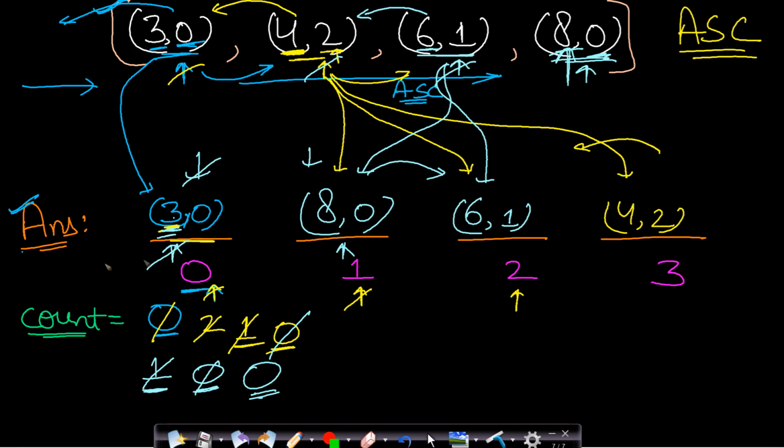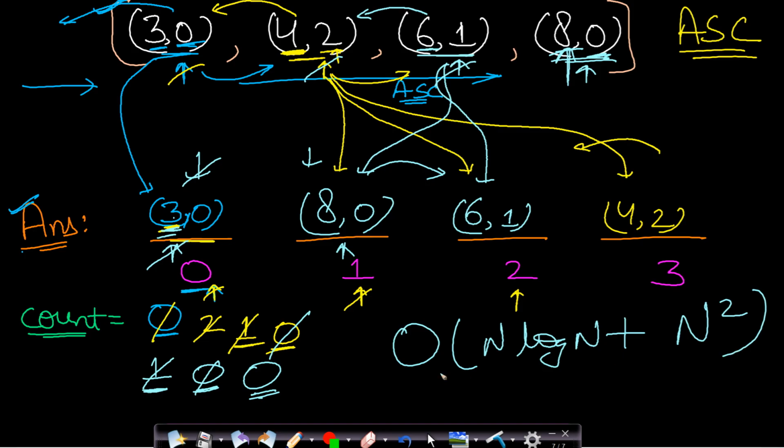Okay, so this is the entire algorithm. Now for sorting, the time was n log n. Okay, and after sorting we are doing these operations in n square time. So the time complexity is order of n log n plus n square. So let us now look at the code.